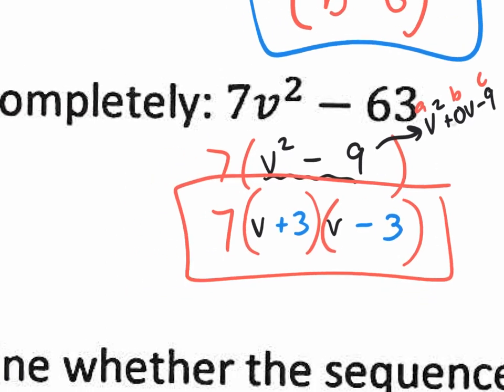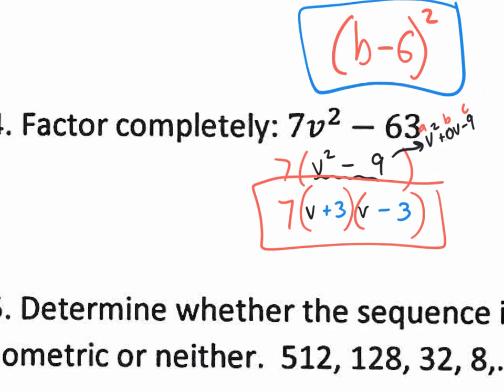So on the test, you will have one where you have to pull out the GCF, which is just a number, and then you're going to be able to continue factoring on the inside, and it's most likely going to be a difference of 2 squares the way it is right here.